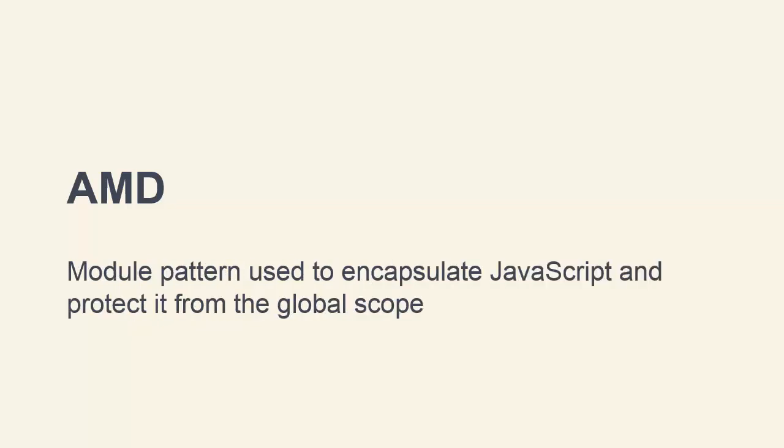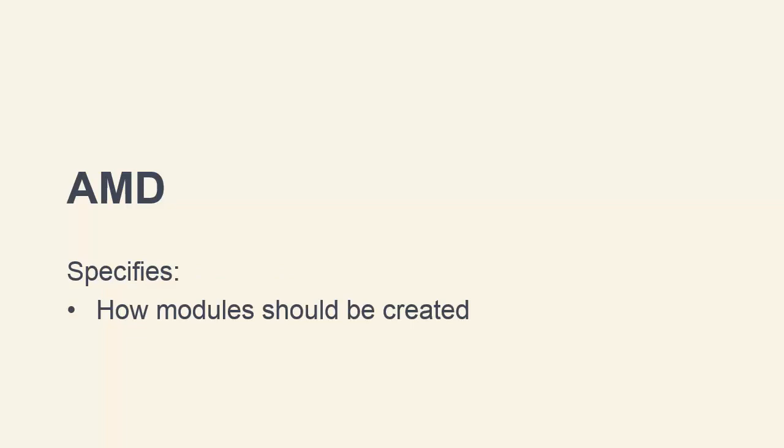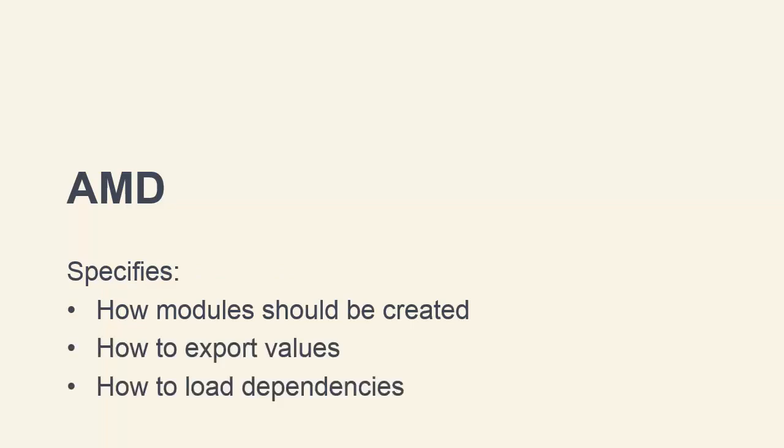You've probably heard of the module pattern, which is commonly used on the web to encapsulate JavaScript to protect it from the global scope and prevent creating global variables. AMD is an advanced form of this approach that specifies how modules should be created, how they can export values, and how they can load dependencies.